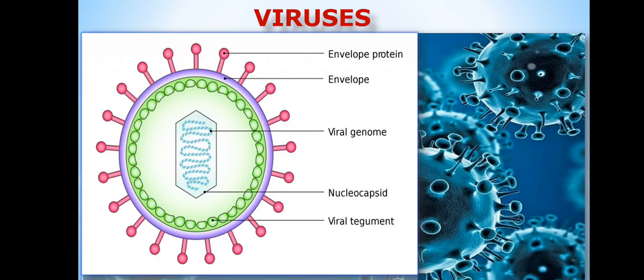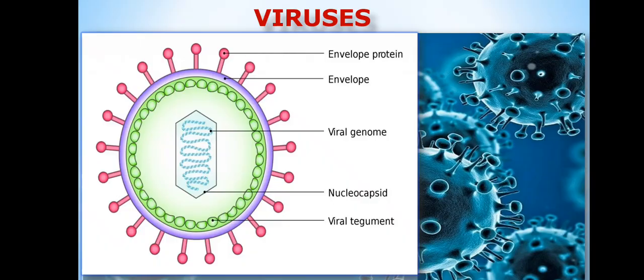The viral genome is a component that contains the genetic information in this particular virus. It's also protected in what is referred to as the nucleocapsid. This is the nucleocapsid of a virus. Apart from that, there's also what we refer to as the viral tegument. It's just a protective layer that you find within this particular virus.